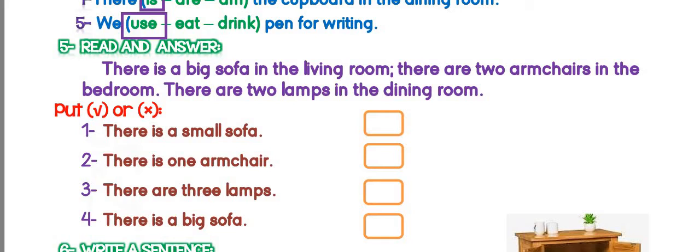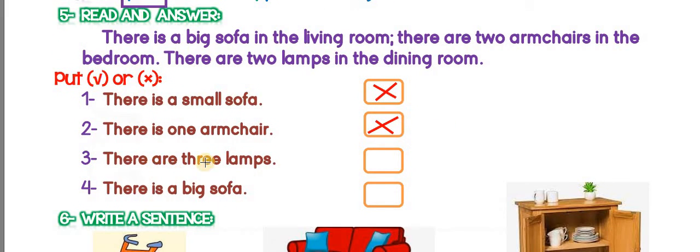Number 1. There is a small sofa. لا هنا big sofa تبقى ايه؟ No. There is one armchair. 2 armchairs. غلط. There are 3 lamps. لا there are 2 lamps هنا ايه؟ غلط. There is a big sofa. في كنبة كبيرة. Yes.